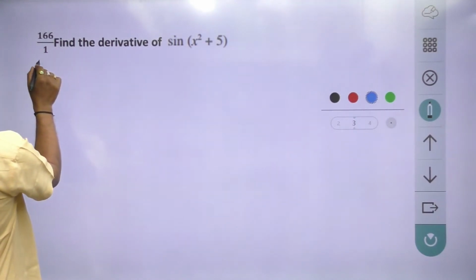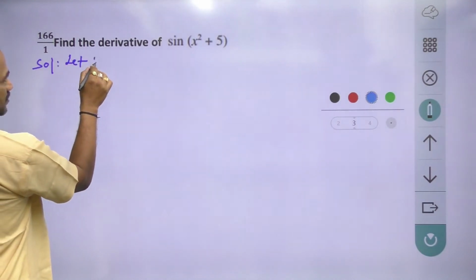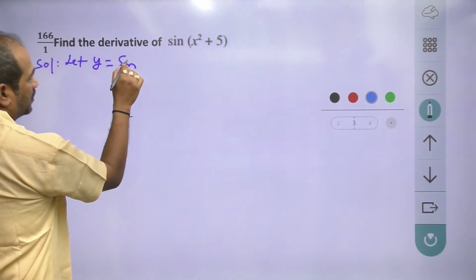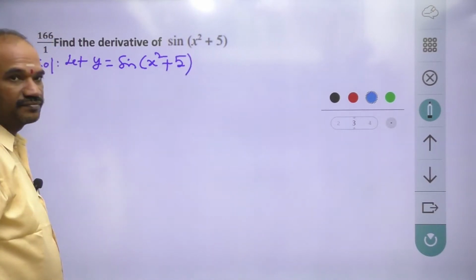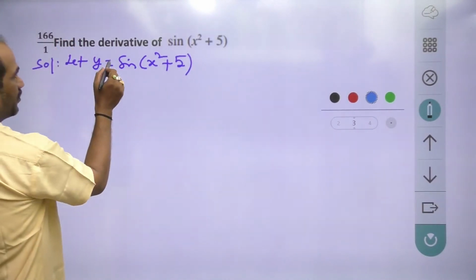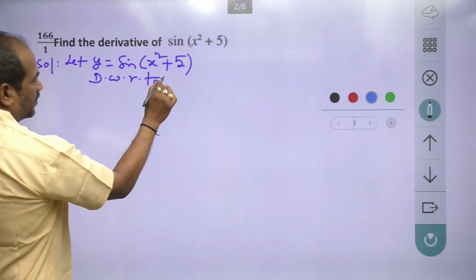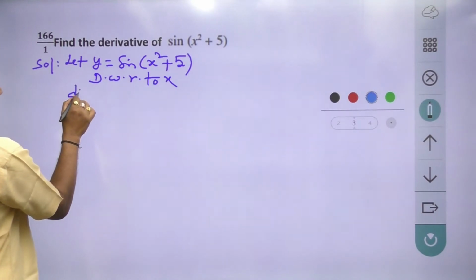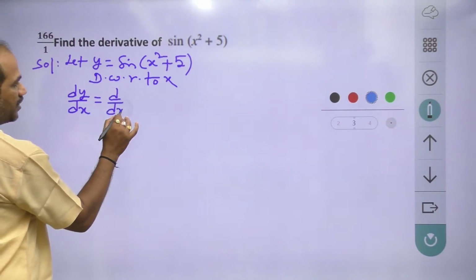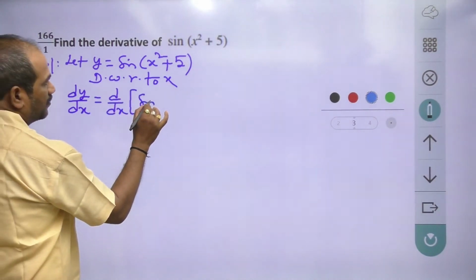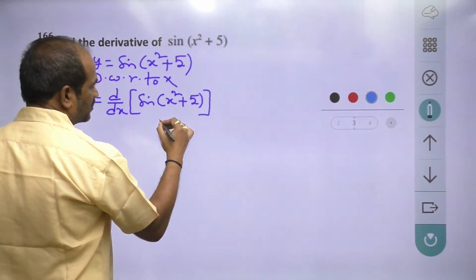First, in the solution, take this one value as y. Let y is equal to sin of x square plus 5. This is the y value. To find the derivative, differentiate with respect to x. The derivative of y is dy by dx. So dy by dx is equal to d by dx of sin of x square plus 5.